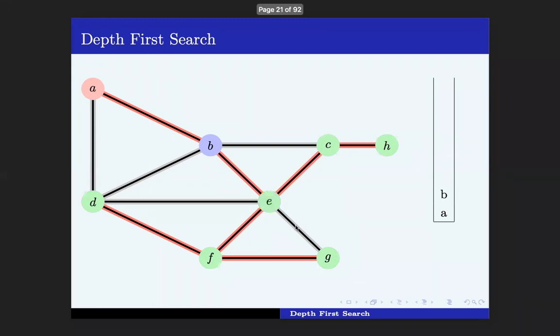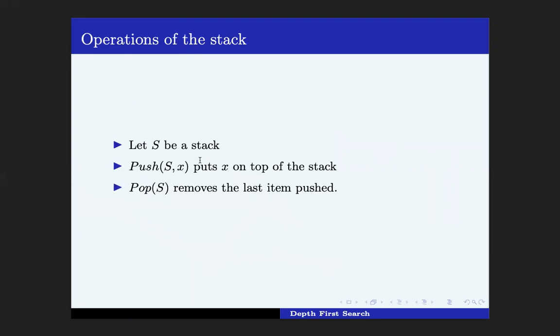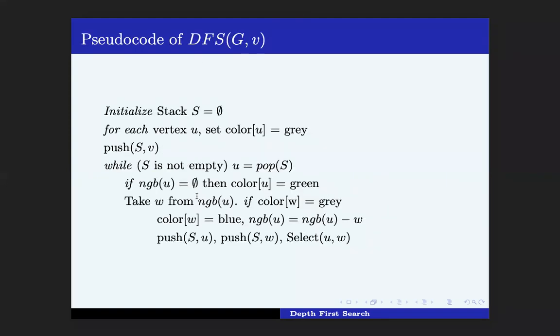Okay, so at this point we will be done with E, B, and then we go to A. And we stop when there's nothing else to be done. The stack is empty, and at this point we are done. Okay, so this is the DFS algorithm. We have to have the stack where we want to do the two things, the push and the pop. And this is the pseudocode. Let's go over it once quickly.